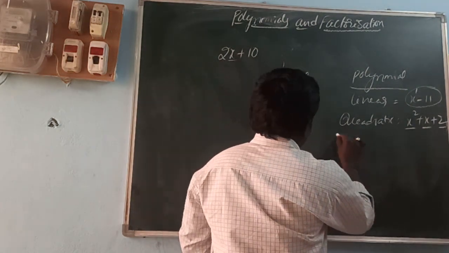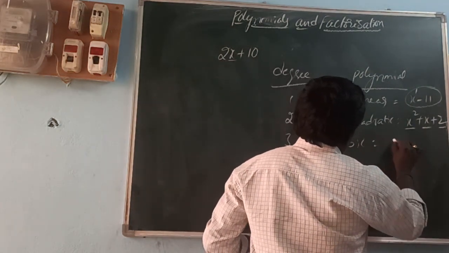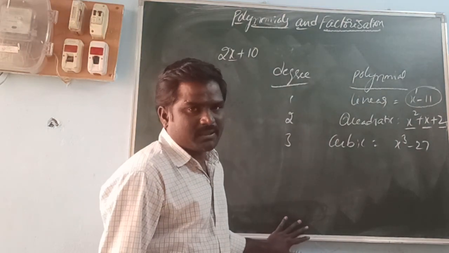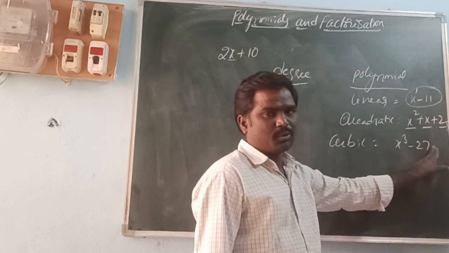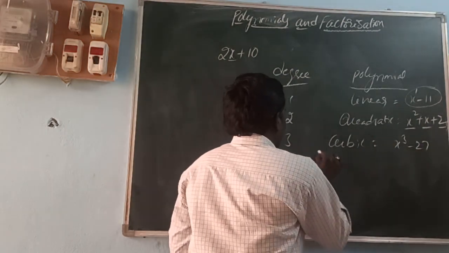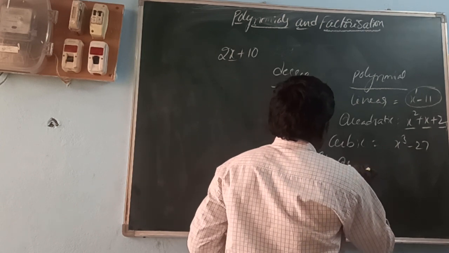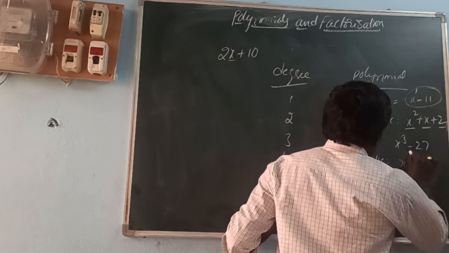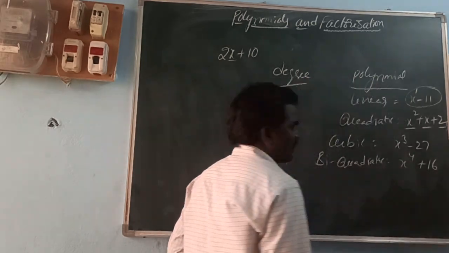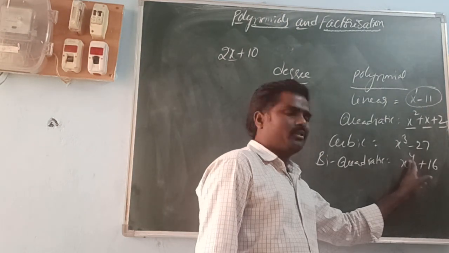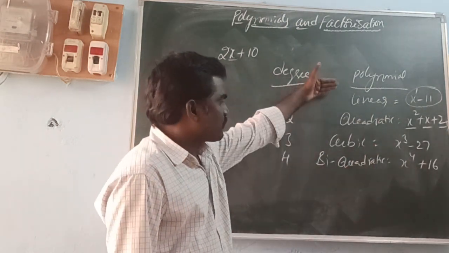Degree 3 is called a cubic polynomial. So x cube minus 27. How many terms are there? 2 terms. First term degree is 3, next term is 0. So the degree of the polynomial is 3. That is called a cubic polynomial. Degree 4 is a biquadratic polynomial, for example x power 4 plus 16. Here how many terms are there? 2 terms. The degree of this polynomial is 4. Okay, these are called types of polynomial.